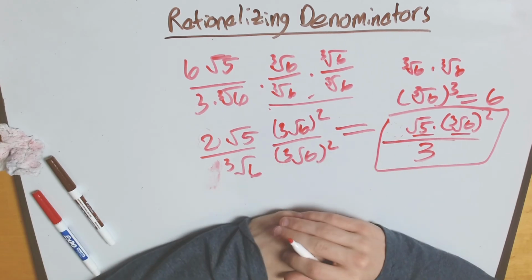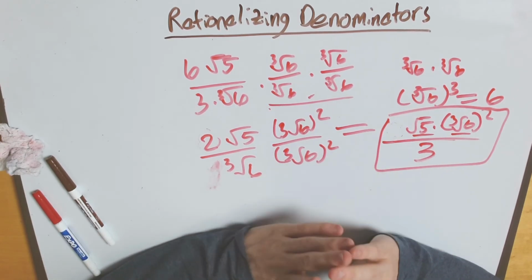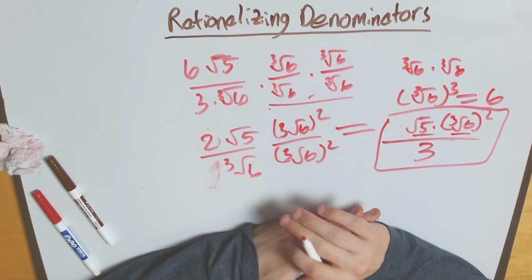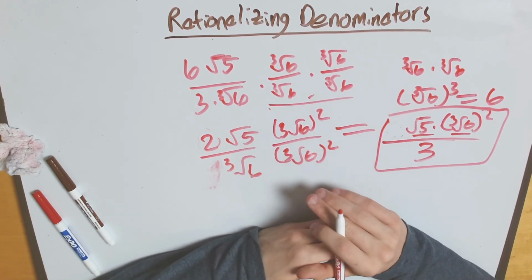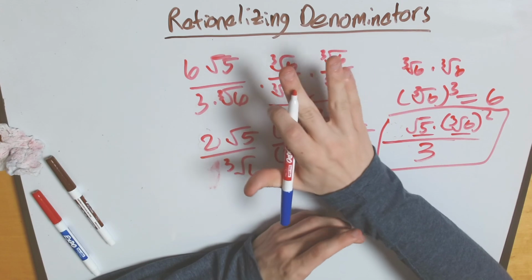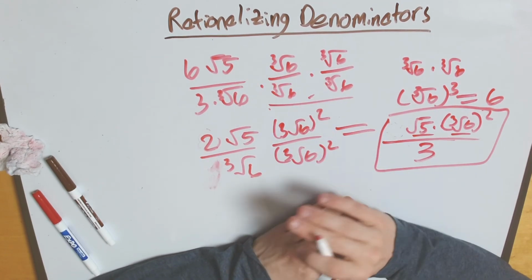So whenever you rationalize denominators, just make sure to clear the denominator of any roots, anything irrational, and make sure that you do the same thing in the numerator as you're doing in the denominator. Other than that, that's it.